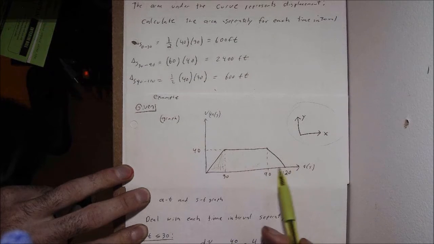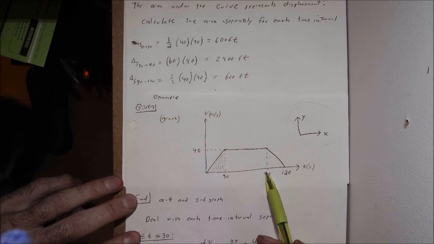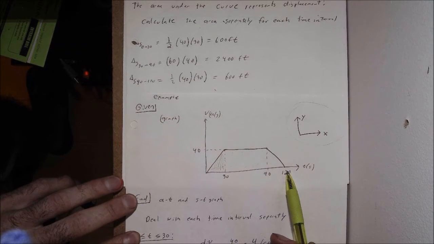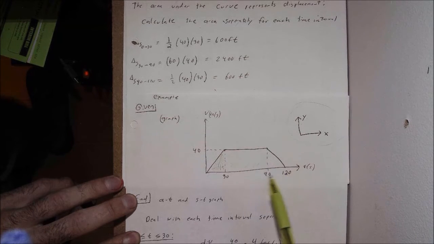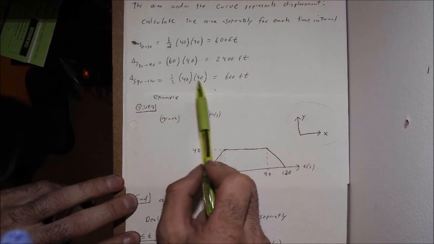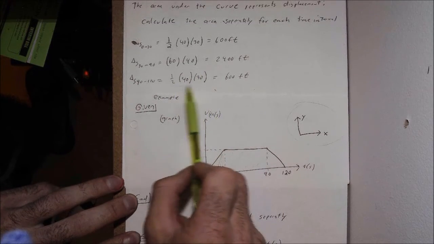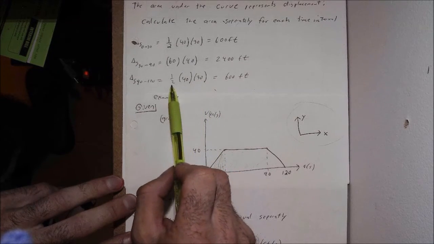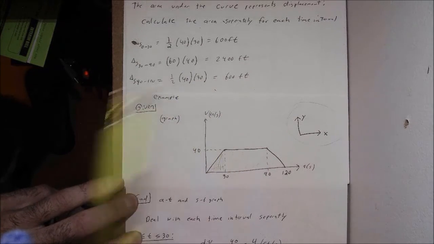And then lastly, we come down here to the last time interval from 90 to 120 when we look at this here. So there is our distance, the difference there is 30. And now we have our height up here of 40, times 30, times 1/2 to get the area under a triangle. So we have 1/2 times 40 times 30, or 600.